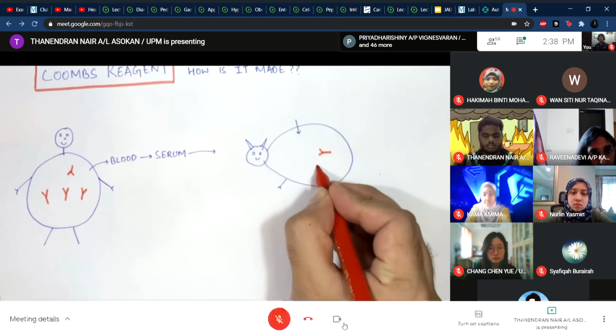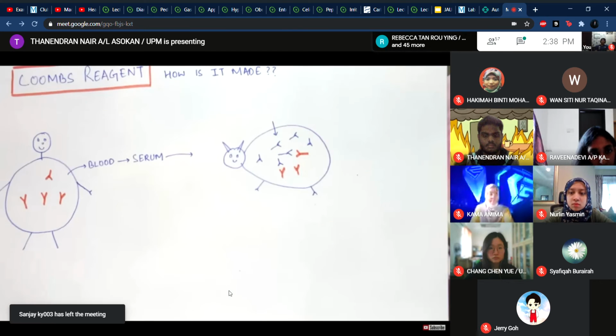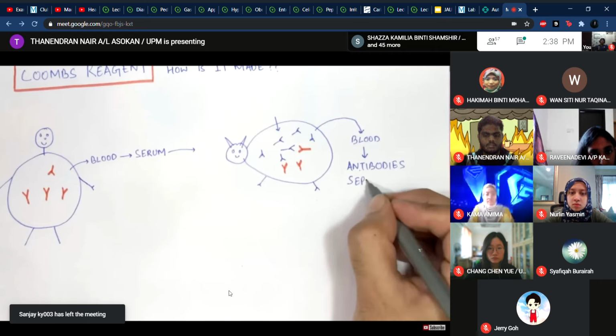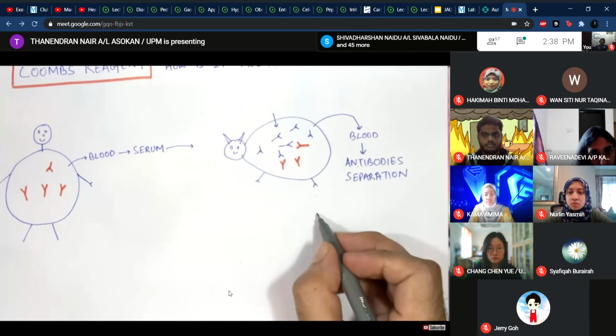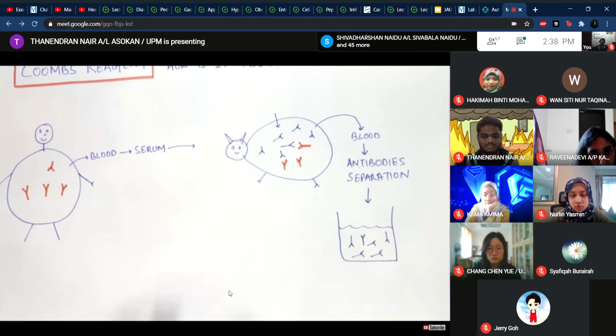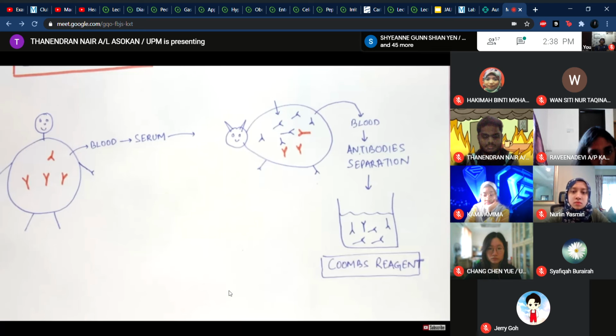Now the immune system of this animal recognizes these antibodies as foreign and produces its own antibodies against these. And what we do next is we take the blood of that animal and separate those antibodies which the animal has just produced against these autoantibodies. And we harvest those antibodies, and this is the Coombs reagent. So the Coombs reagent is nothing but the antibodies which the body of the animal has produced against these autoantibodies.